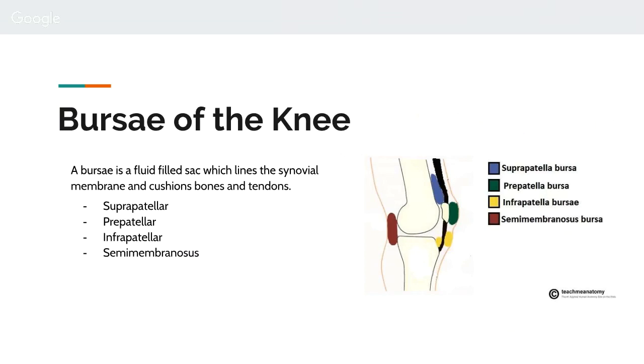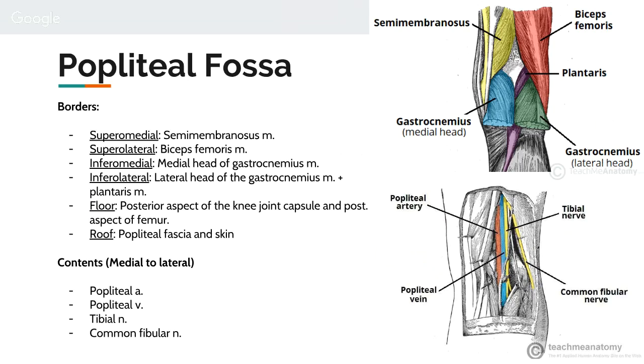Bursae of the knee, not super relevant, though the prepatellar and infrapatellar bursae are relevant, in the fact that they can become inflamed and enlarged, and they're just a pain. Popliteal fossa, we went through this. The popliteal nerve does not exist, but the tibial nerve runs through there along with the common fibular nerve, both from the sciatic, yeah? There's a ton of borders in there, like the medial head, lateral head, semimembranosus. That's pretty much the only place I remember this muscle.